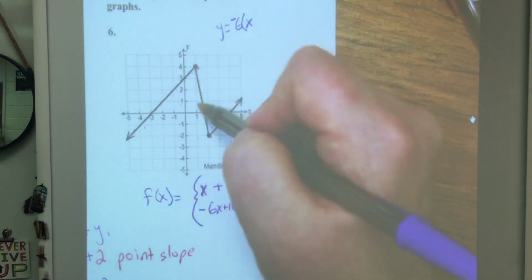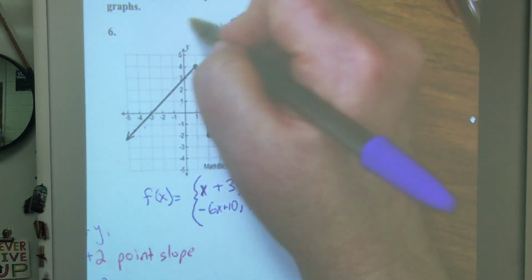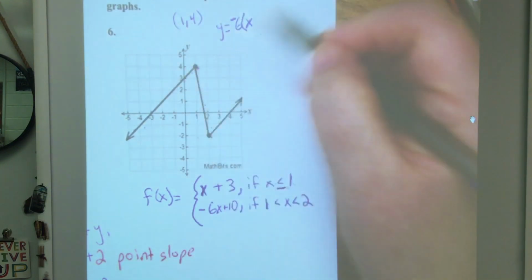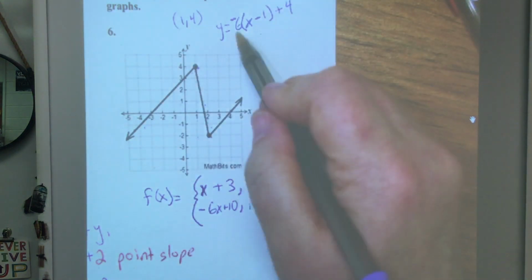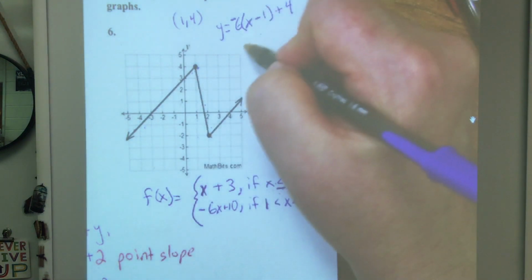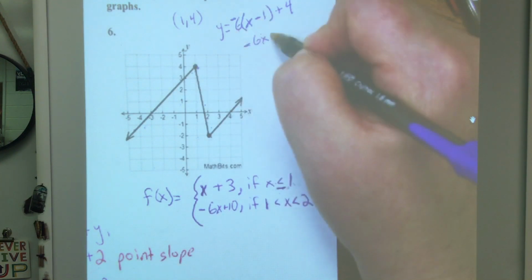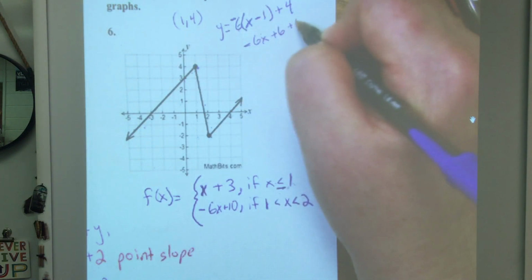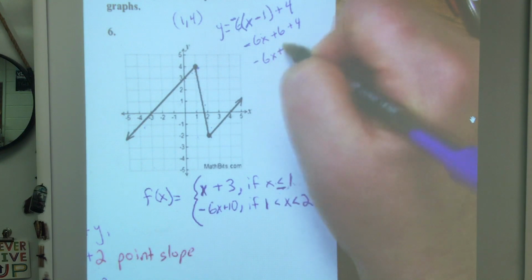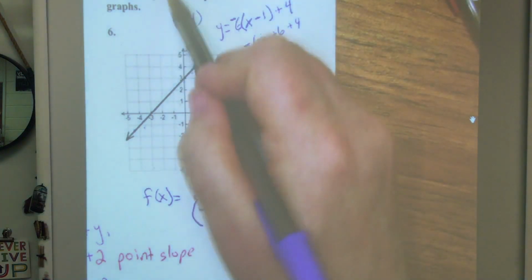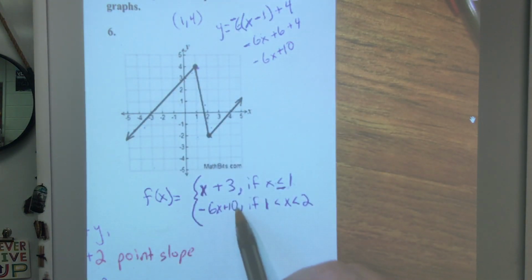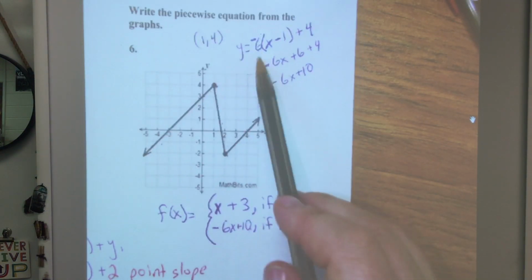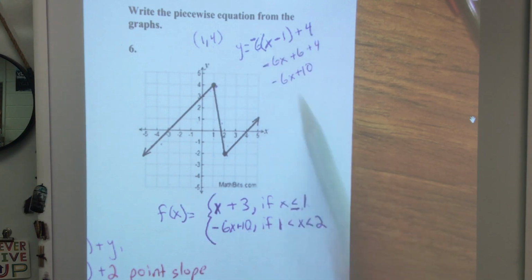And then pick a point. I'll pick 1, 4. How about 1, 4 is our point? Okay, so x minus 1 plus 4. And then all I would have to do is simplify that. So that would give me -6x plus 6, bring down my 4, plus 4, and then I get -6x plus 10. So if you can't estimate what the y-intercept is for this number, you can pick a point, plug in the slope for point slope form, and you would get your equation.